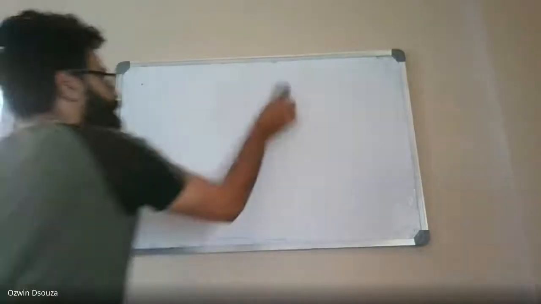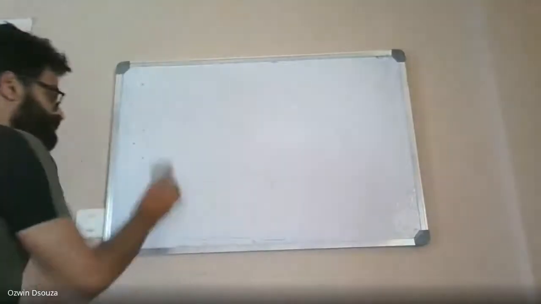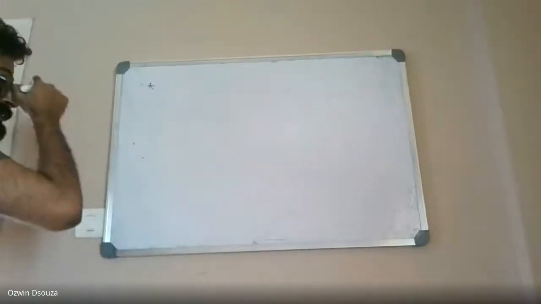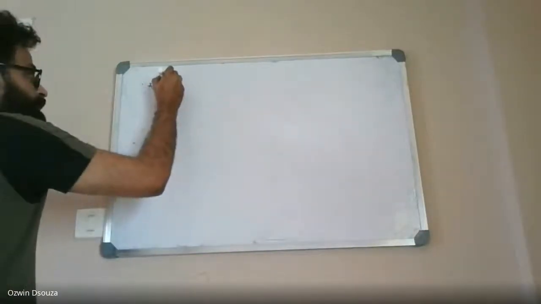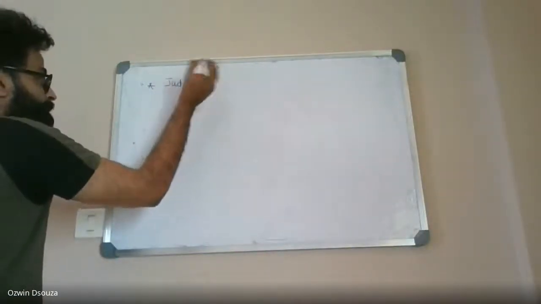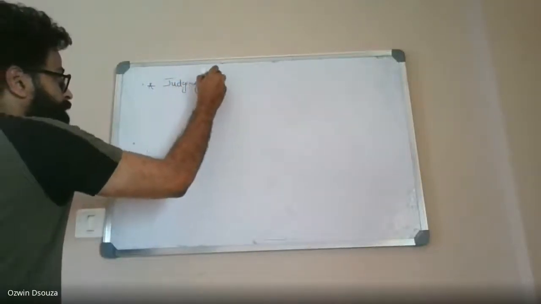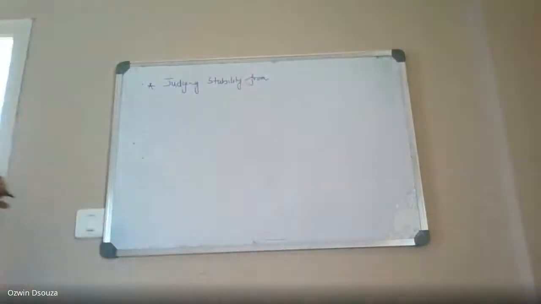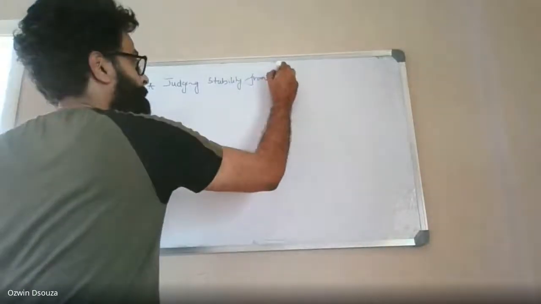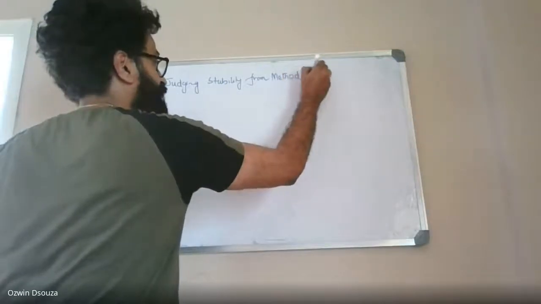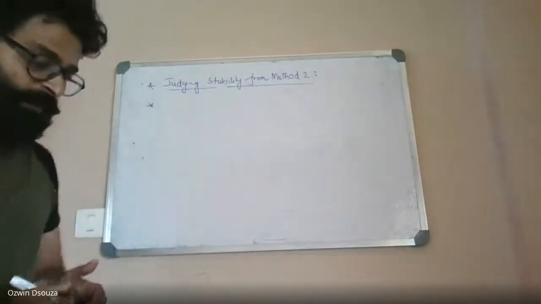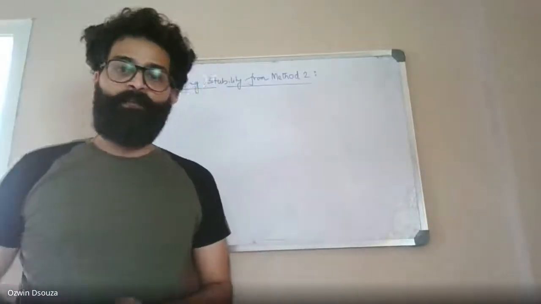So far, so good. Everything looked normal, but there is a tiny problem over here. Okay, you can write the subtopic as judging stability from method 2. Okay. So please follow the instructions carefully.